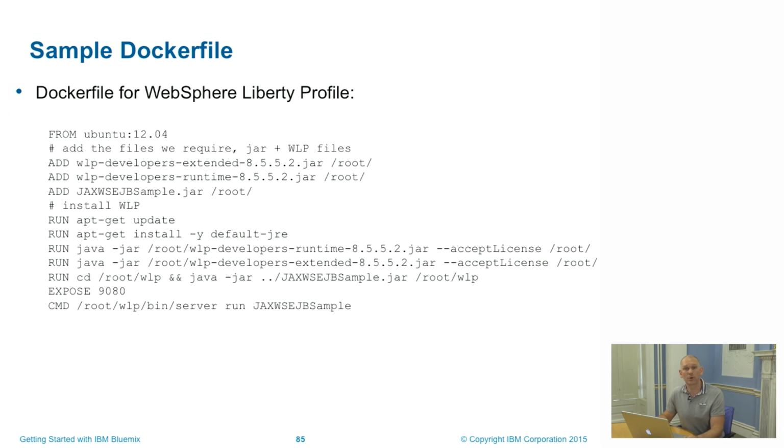So this is a sample Docker file. You can see I start off with a base Ubuntu image. I then add some files and then run some commands. I explicitly tell it what port needs to be opened to allow traffic through, and then what command to run when the container is started.